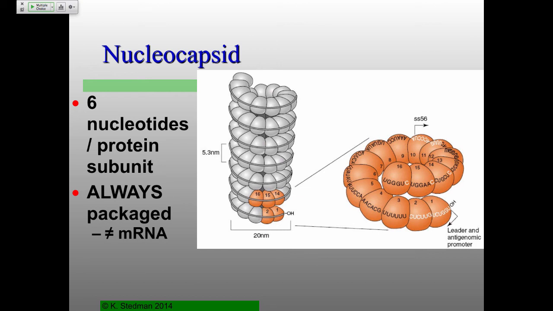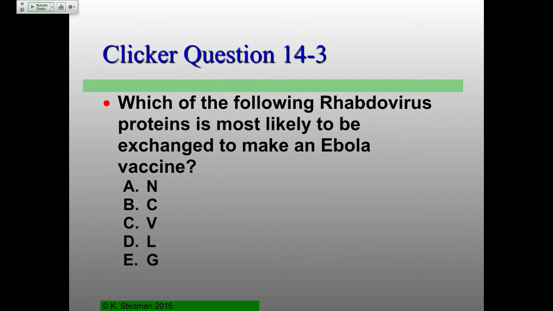So we'll ask this one. And get me 100%, please. That's what I want. So which of the following rhabdovirus proteins is most likely to be exchanged to make an Ebola vaccine? So this is the question that Ellis was asking that I refused to answer. N, C, V, L, or G?